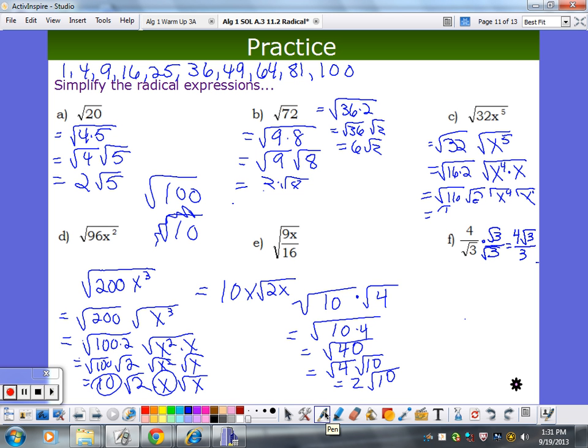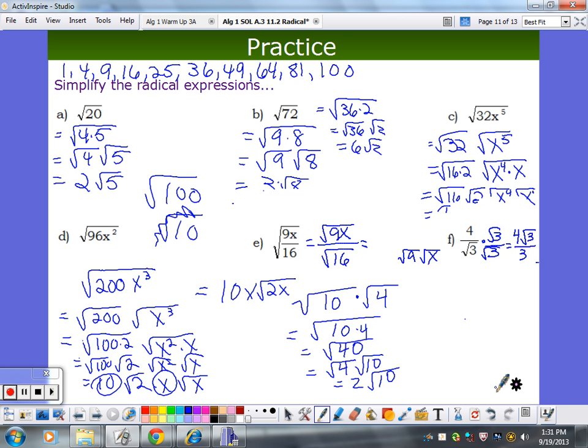Am I allowed to have a fraction inside the radical? Split it up. How do I split it up? Square root of 9x up top. Square root of 16 here. Now I have to reduce what's going on, right? So can I reduce the square root of 9x? If you need to do it on the side, you can. That's the square root of 9 times the square root of x, right?